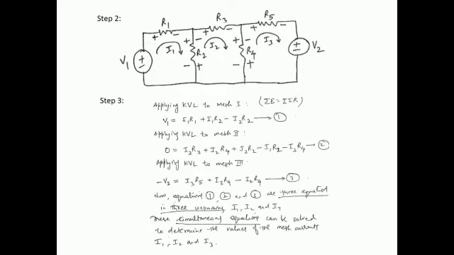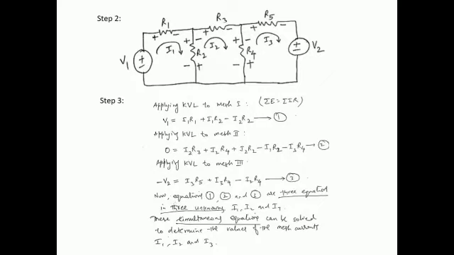And in step 3, we need to apply Kirchhoff's voltage law to all the meshes and determine their equations. So we see that we have obtained 3 equations, equations 1, 2 and 3, by applying Kirchhoff's voltage law to the 3 meshes respectively. These 3 equations have 3 unknowns, namely I1, I2 and I3, so they can be solved simultaneously to determine the 3 currents in the 3 different meshes respectively.